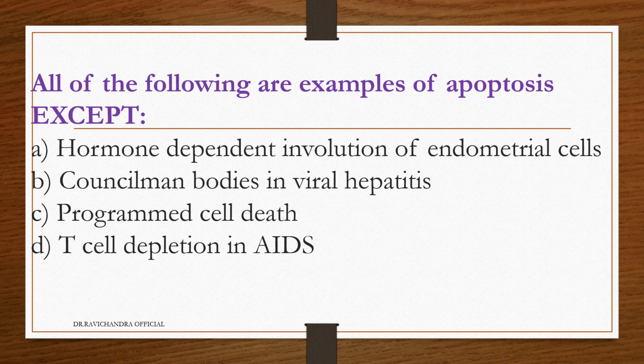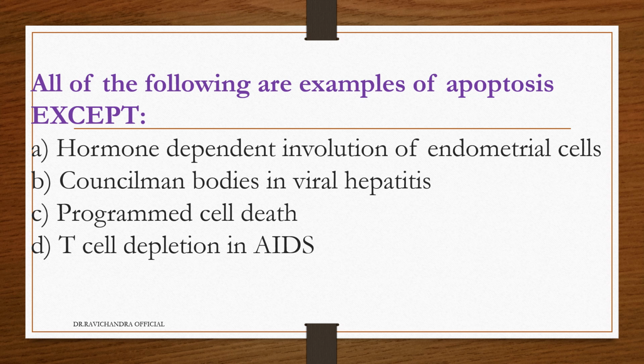First question: all of the following are examples of apoptosis except option A, hormone-dependent involution of endometrial cells. Option B, councilman bodies in viral hepatitis. Option C, programmed cell death. Option D, T cell depletion in AIDS. Answer is T cell depletion in AIDS.